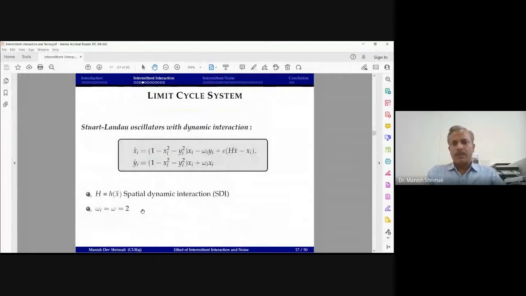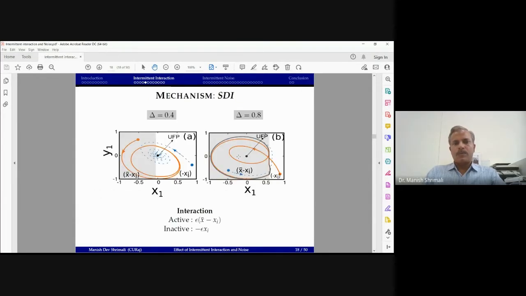For that, first we have considered the example of the Stuart-Landau oscillator, and there is a coupling function here, epsilon h (x bar minus x_i), and the interaction is in the x variable of the oscillators, and the frequency is considered to be 2 here. Here I would like to first briefly tell you about the mechanism, how it is working. I have plotted two figures.